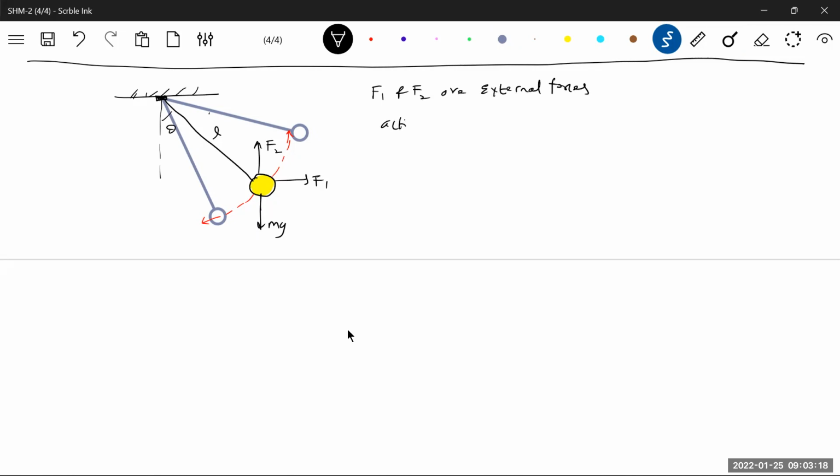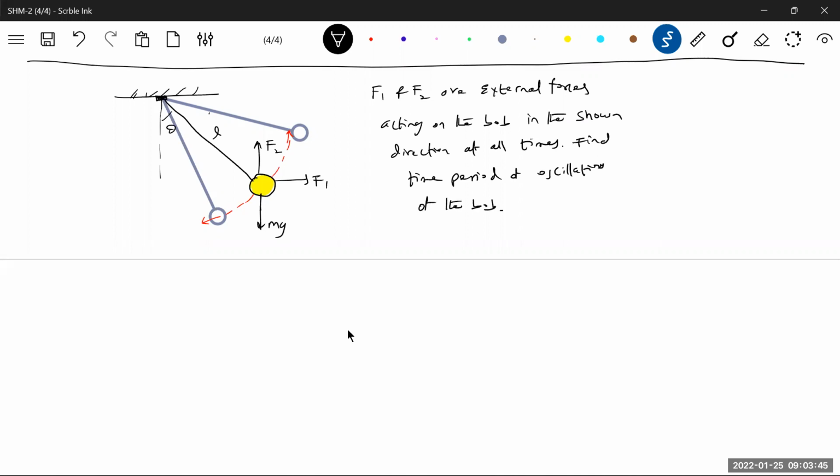F1, F2 are external forces acting on the bob in the shown direction at all times. Find the time period of oscillations of the bob. How do we manage this? Hope everyone is getting some picture, some idea.